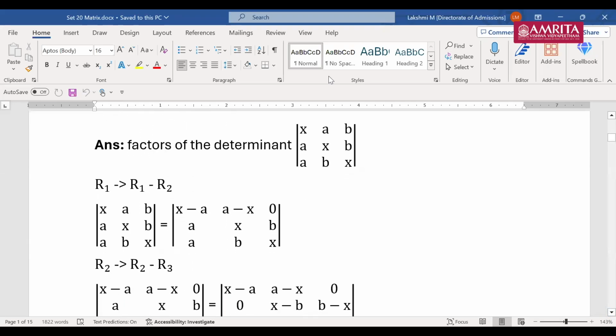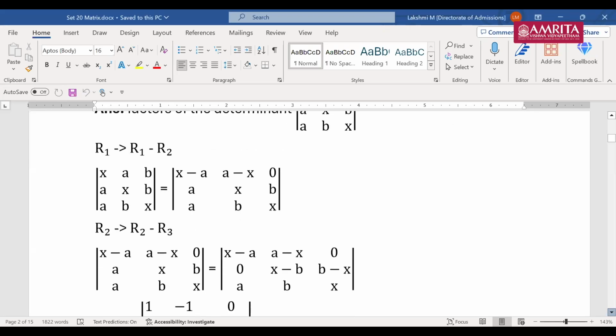When these types of problems come, there is an easy method to solve. Either it's row or column substitution, the reduction method that you can use. So here, the first step is R1 minus R2. So I'll get X minus A or A minus X, one term. This is AXB, this is ABX itself. Then I could go R2 minus R3, so X minus B and B minus X will be there.